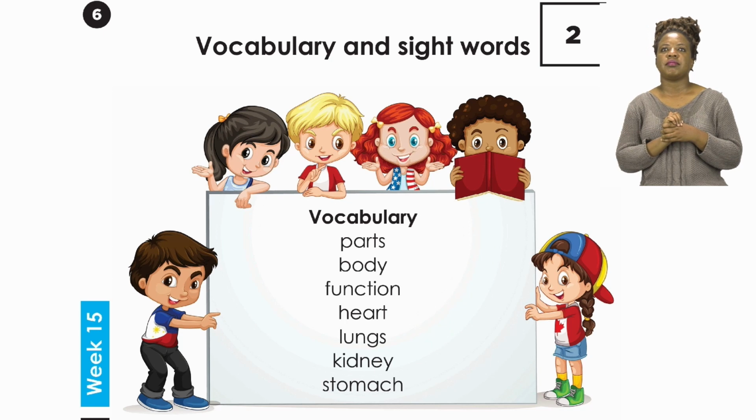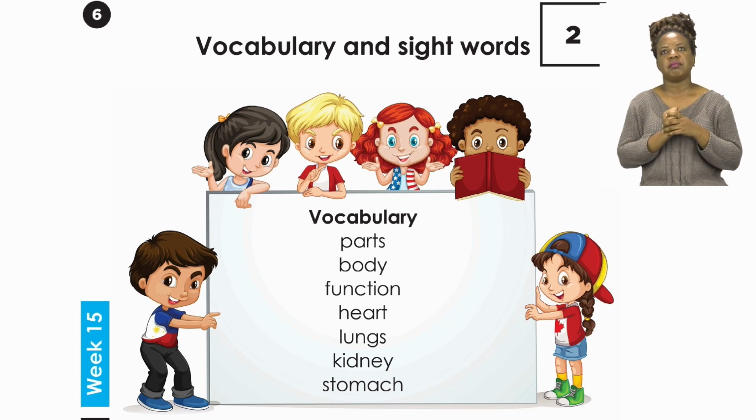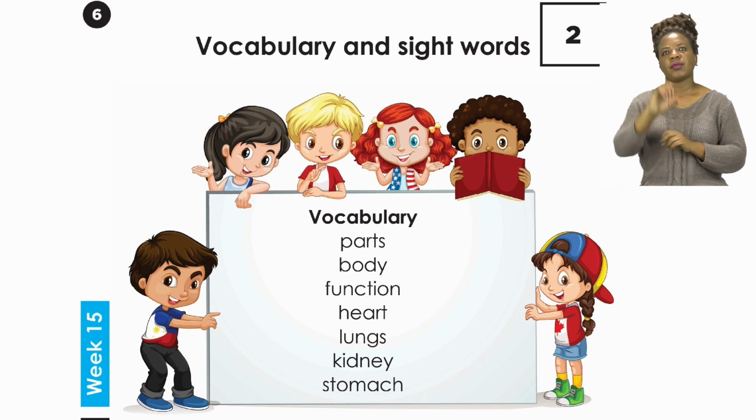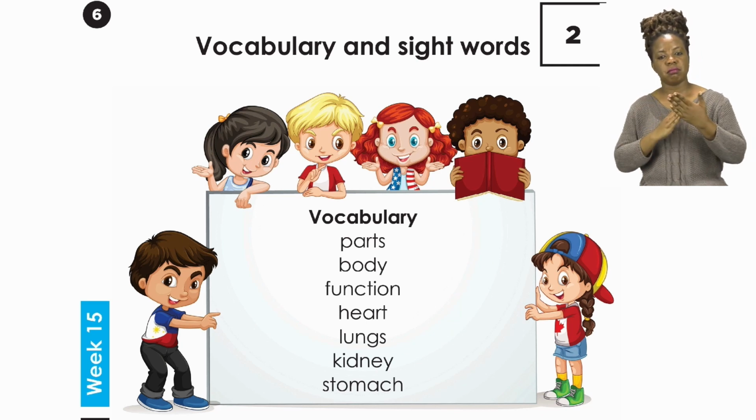Now, the word parts is a word that describes many different things that are put together to form one thing. So, the word parts shows that there are many different elements that have been put together. The word body means one and only. This can be a body of water, but in this case, we're talking about our bodies. And then we have function. The word function in this case is the job that the body parts do. What are they made for?